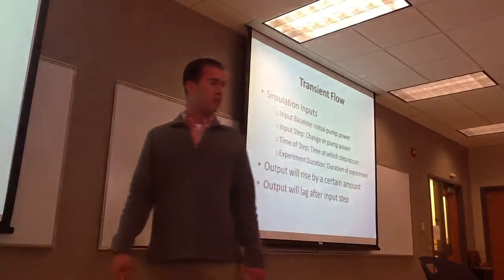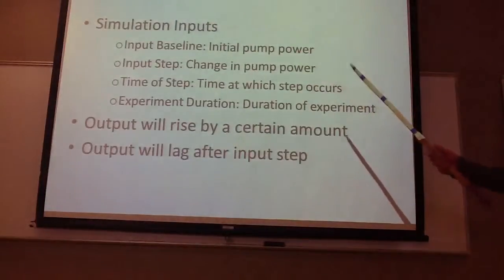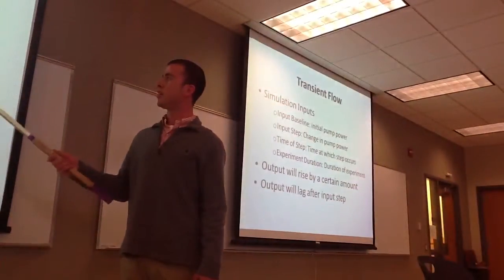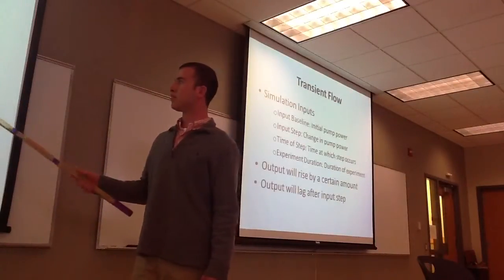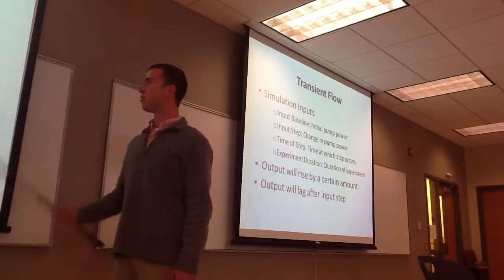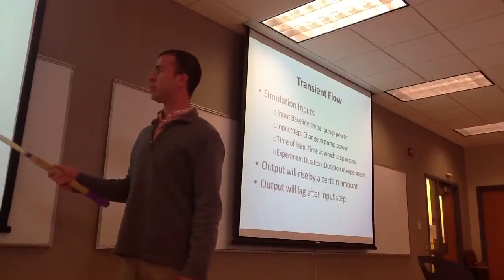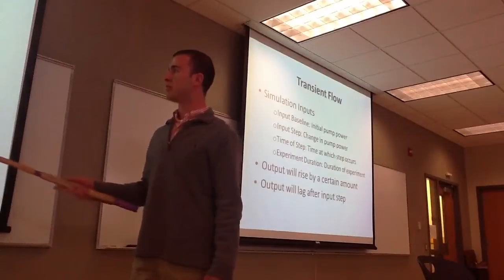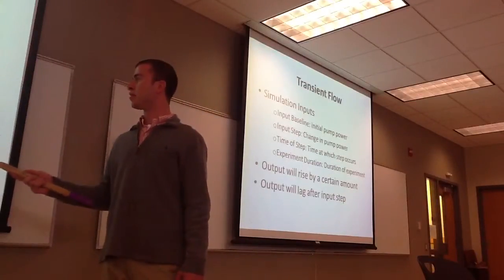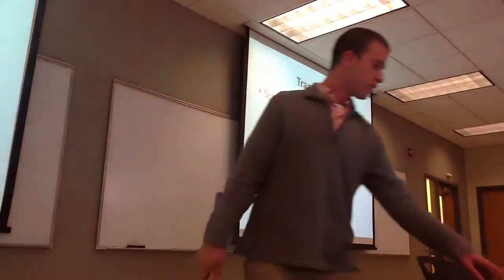For the transient flow system, we have simulation inputs. Input baseline is the initial pump power. Input step is the change in pump power. Time of step is the time at which the step occurs. And the duration of the experiment is however long the experiment runs before the step and after the step. The output will rise by a certain amount, which is the delta R, and that's your step rise. And the output will lag after the input step, which is your dead time.